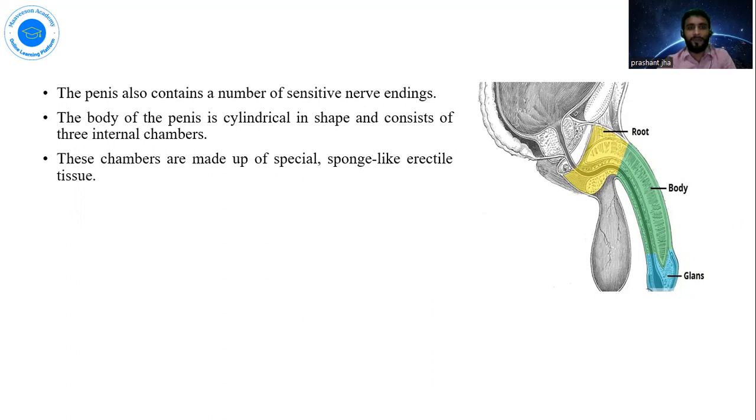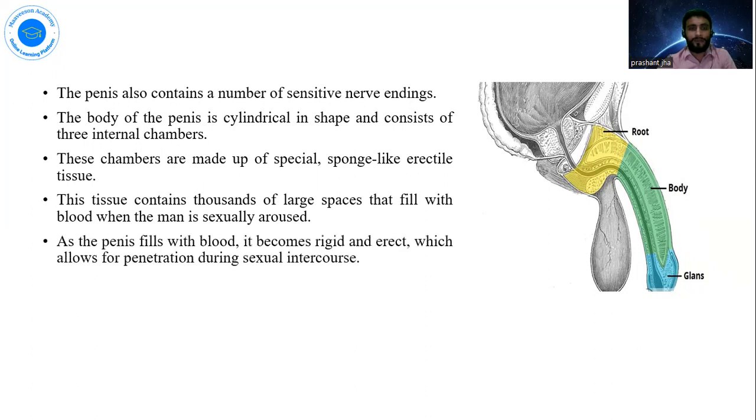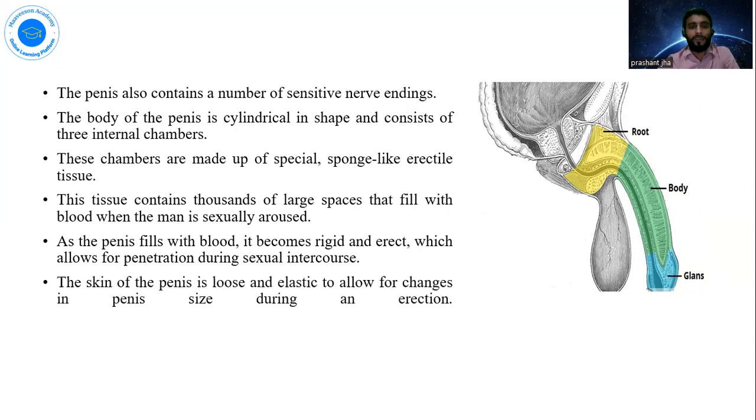The chambers are made up of a special sponge-like erectile tissue. This tissue contains thousands of large spaces that fill with blood when the male is sexually aroused. As the penis fills with blood, it becomes rigid and erect, which allows for penetration during sexual intercourse. The skin of the penis is loose and elastic to allow for changes in the penis size during erection and after the erection.